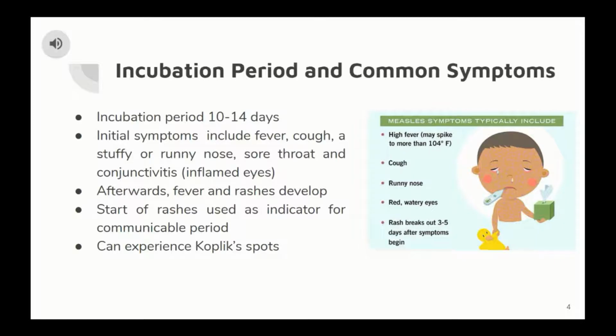Once infected, the incubation period lasts between 10 and 14 days. Initial symptoms include fever, cough, runny nose, sore throat, and inflamed eyes, also known as conjunctivitis. After the first few days of these milder symptoms, fever starts to spike and rashes start to develop into large blotches. The start of rashes is the primary indicator of the communicable period of this disease, which lasts for around 8 days, from 4 days before rashes begin to show, and ending after around 4 days of having the rashes.